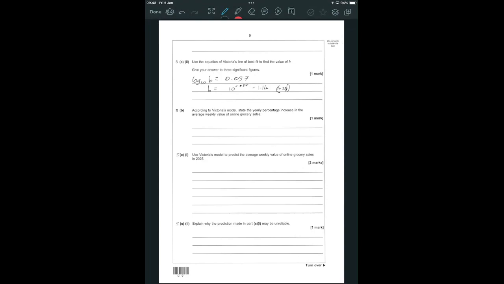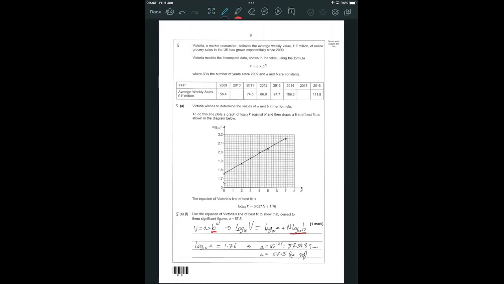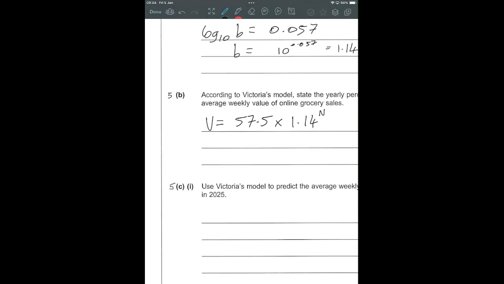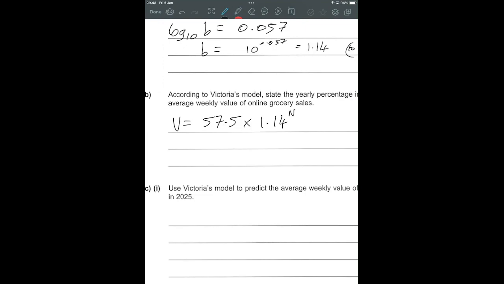Part B, according to Victoria's model, state the yearly percentage increase in the weekly sales. Okay, so now we're comparing this V, which was b to the power, 1.14 to the power of n. Yearly percentage increase, well, we're comparing this to a compound interest style formula. This should look very much like your GCSE compound interest, where you have the value is equal to the initial times the multiplier to the power of the number of years. So our multiplier is 1.14, and then we just need to interpret that as a percentage increase. So that's a 14% increase.